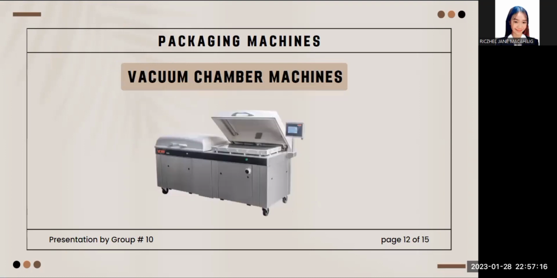Next is vacuum chamber machines. So dito, these are the machines that seal food in a plastic bag for preservation. They have strong vacuuming power to remove the air from food in the plastic bag and are often used in commercial kitchens, although there are benchtop models used in homes. So, next slide po.